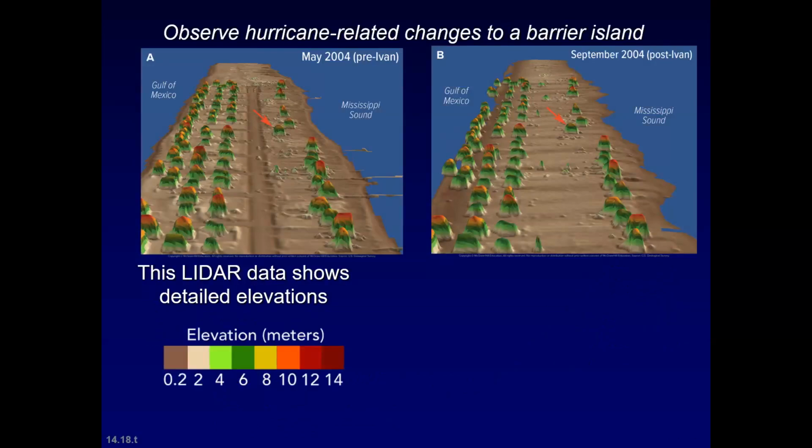So here's a barrier island, and we're looking at the hurricane-related changes to a barrier island. Okay, so this is an old image prior to the renaming. But this LiDAR data shows detailed elevations. So post Hurricane Ivan, we got a lot more smoothing. The lumps were the houses. Okay, they're still kind of there. The road is also visible in the first image. It is now gone because the sediment went over it.